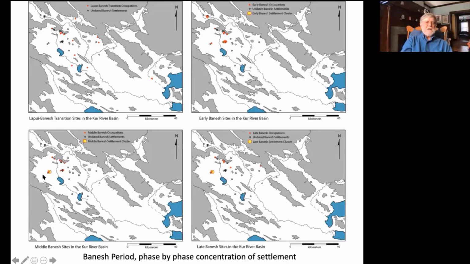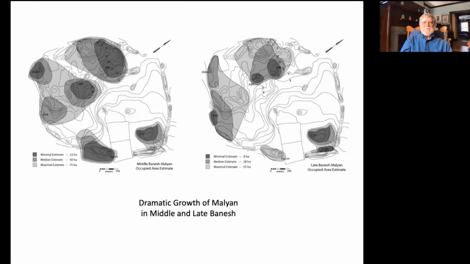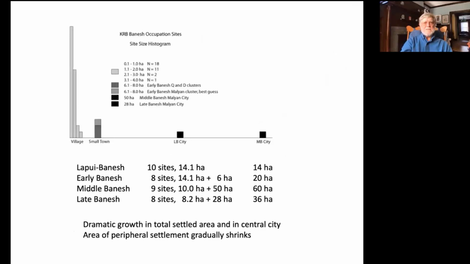Middle Banesh, Malyan appears. It's a great big site, but there's nothing around it. All these tiny little settlements right in the neighborhood. And in fact, these tiny little settlements kind of seem to be avoiding the central city. It's like they don't want to be too close to those guys. And the late Banesh, a very similar kind of distribution. So there's dramatic growth of Malyan during the middle and late Banesh. Again, Dr. Sardari's work will improve these maps considerably.